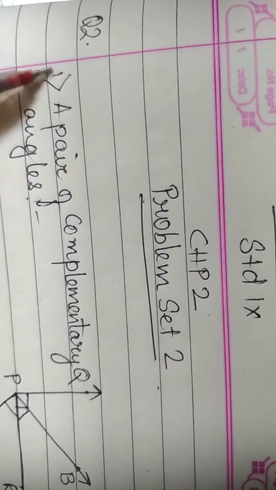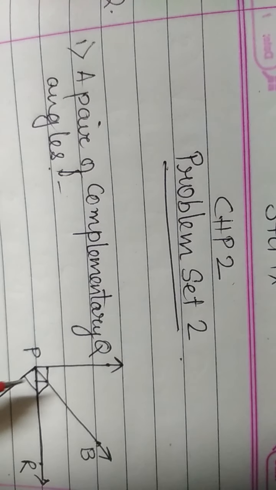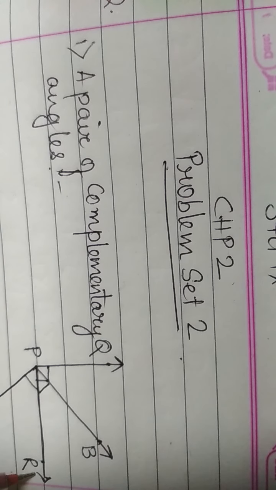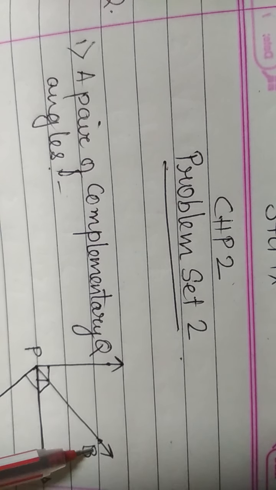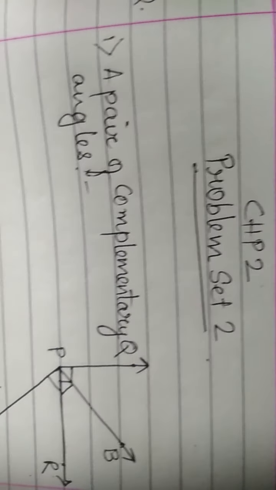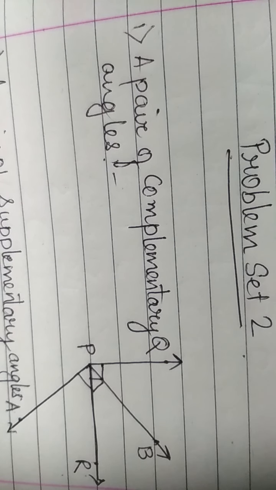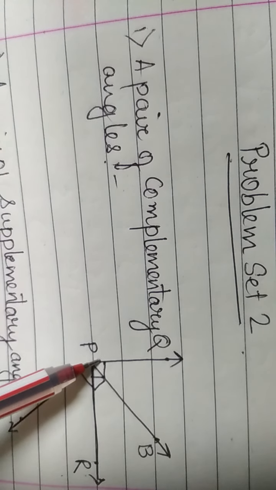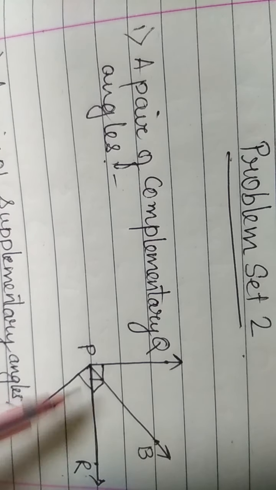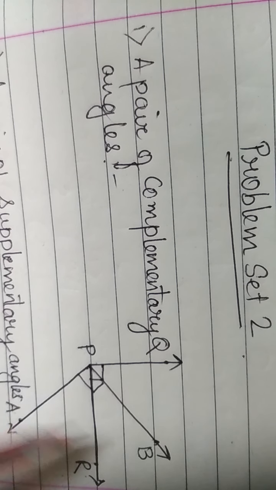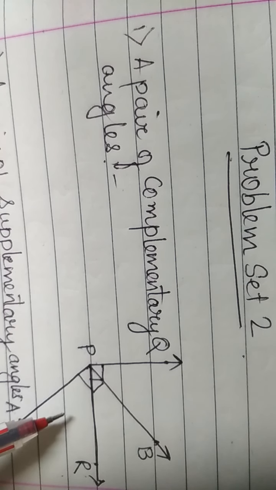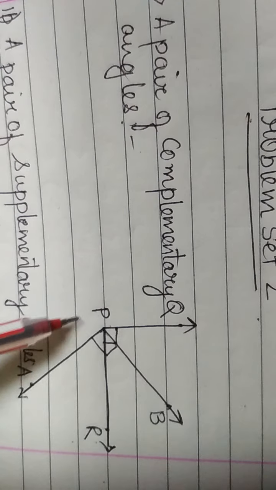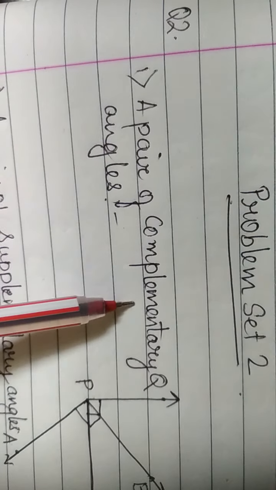In question number 2, the question asked is: ray PQ and ray PR are perpendicular to each other. Points B and A are in the interior and exterior of angle QPR respectively. Ray PB and ray PA are perpendicular to each other. Draw a figure showing all these rays. Here is the diagram for question number 2, and we have to find a pair of complementary angles.